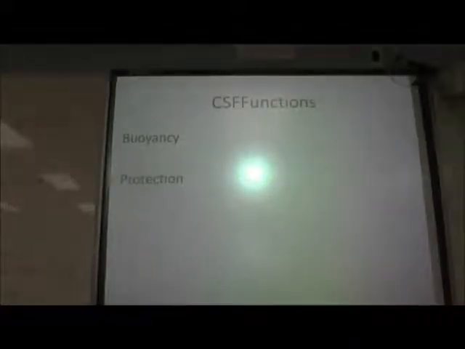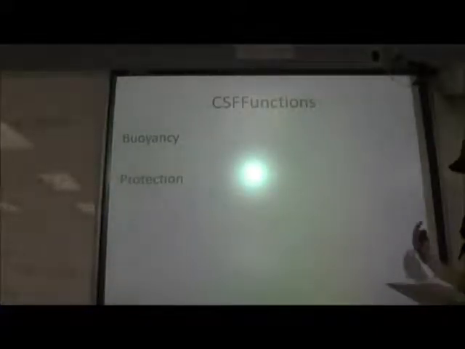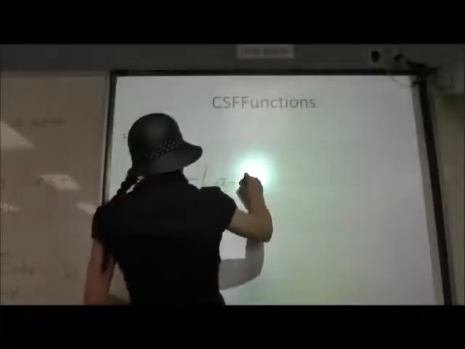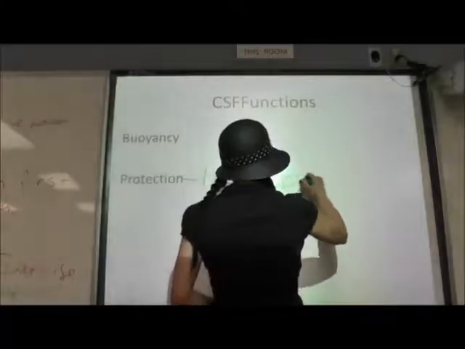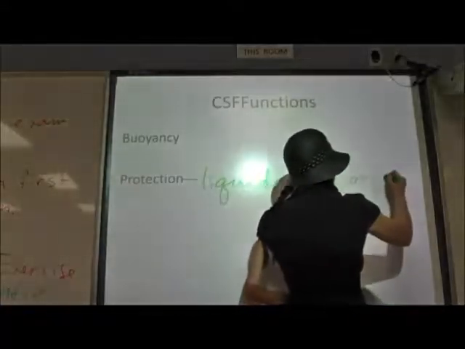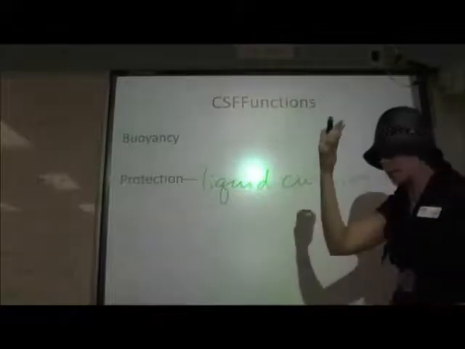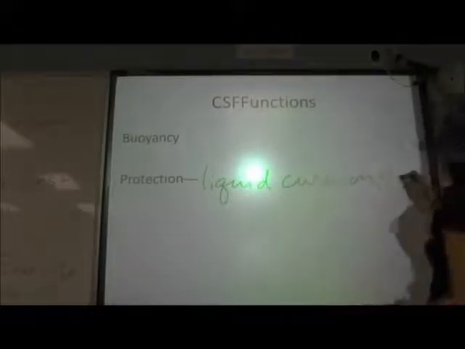The second function that it does is it gives protection. How does it do this? It acts as a liquid cushion, and it slows the movement of the brain. So that as you're headbanging really fast, your brain doesn't go whacking into the bones. It slows the movement of the brain.